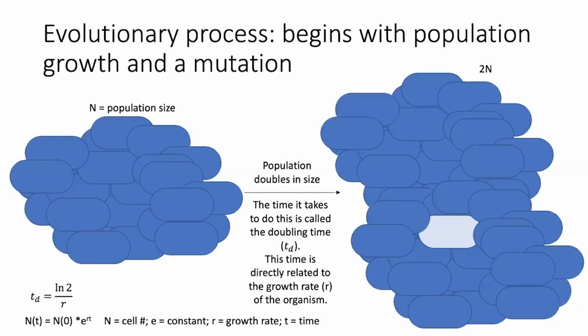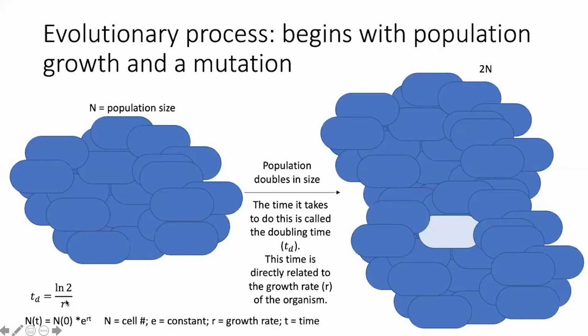The time that it takes for a population to go from N to 2N is called the doubling time. That's this TD variable listed on the screen. It is literally just the time it takes for one cell to turn into two cells, or for a population of N to turn into a population of 2N. This doubling time is directly related to the growth rate that we talked about. The growth rate is R, given in this exponential growth equation here. And the doubling time is ln2, which is just a number, divided by R.